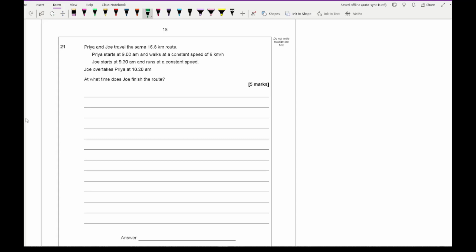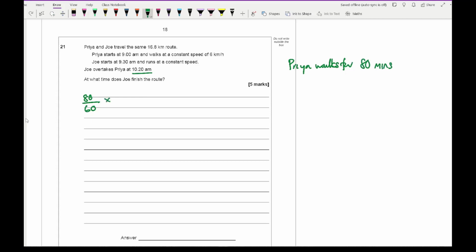So for this, what we need to do is, now we know that they both meet at 10:20. So first of all, let's do 80 over 60, because we want to work out in terms of the times. Now we want to work in terms of minutes. So here we know that Priya walks for 80 minutes, which is basically an hour and 20 minutes.